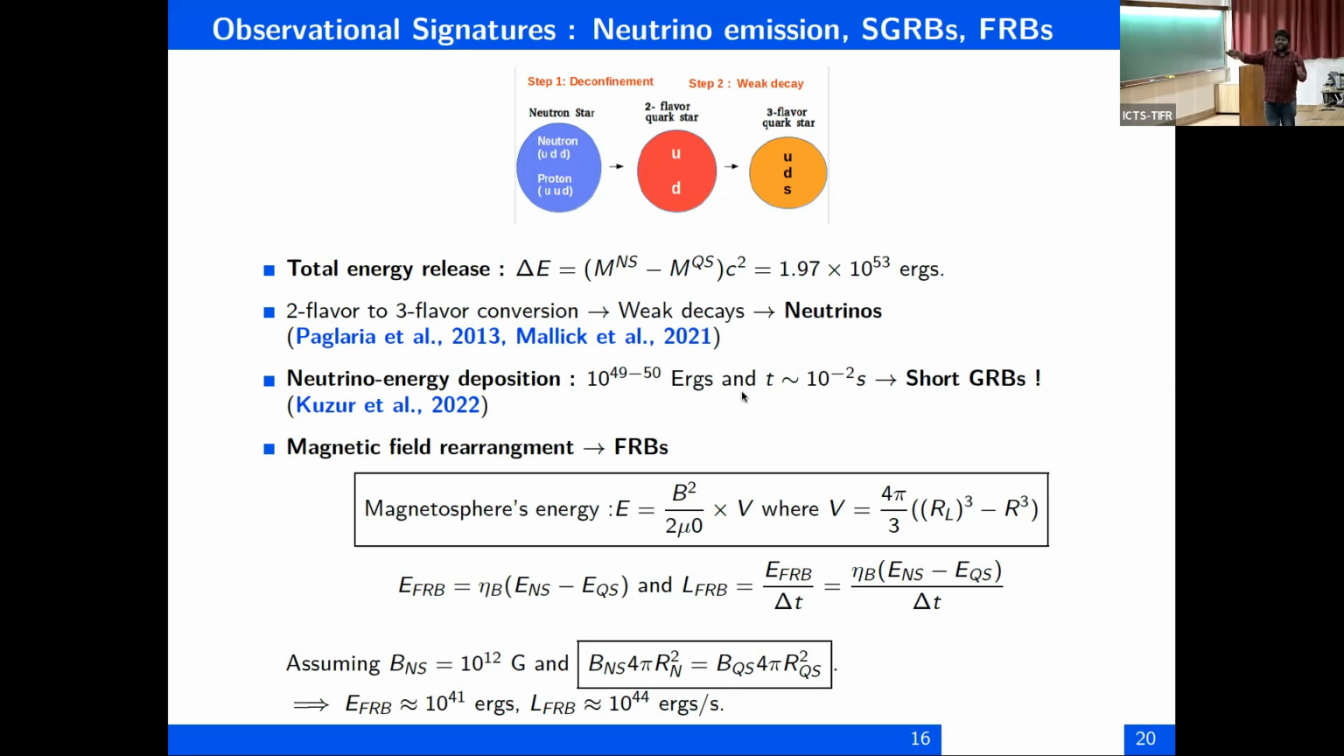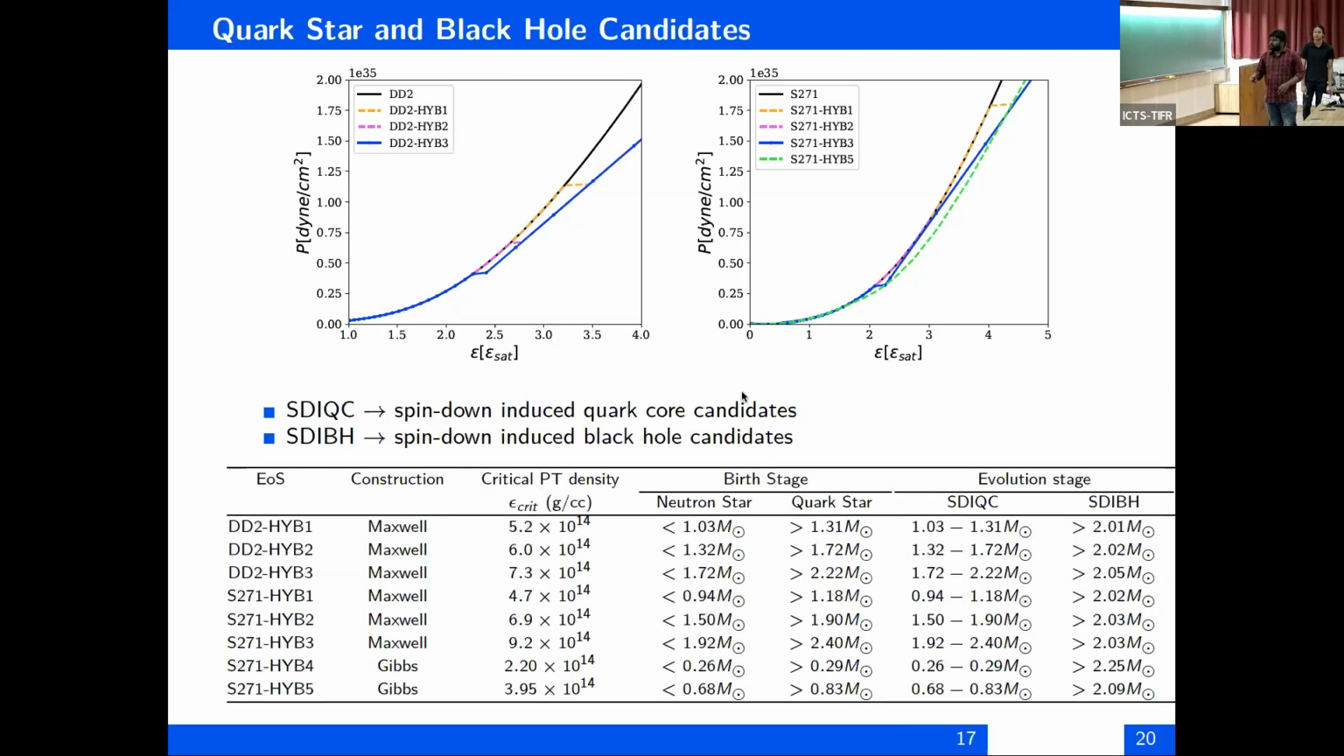So this looks like a multi-messenger conversion. We will have gravitational waves, we will have neutrino emission, and we will have a short gamma ray burst from the neutrinos. Also, we will have some FRBs due to the magnetosphere energy which gets converted. All these I calculated.